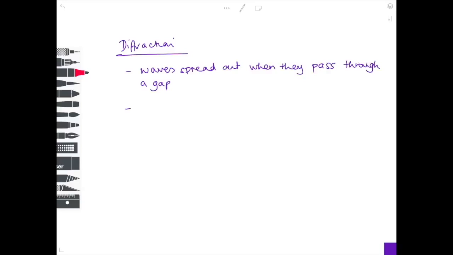Diffraction can only really occur if the gap size is approximately the same as the wavelength of the wave, and you do find that wider gaps cause less diffraction. So let's look at some examples of diffraction.